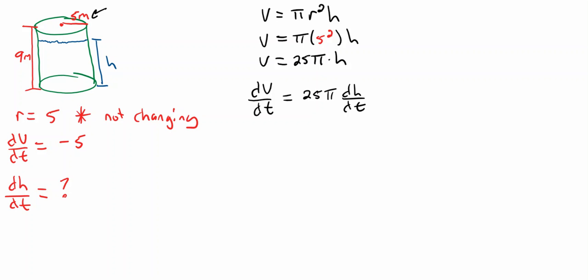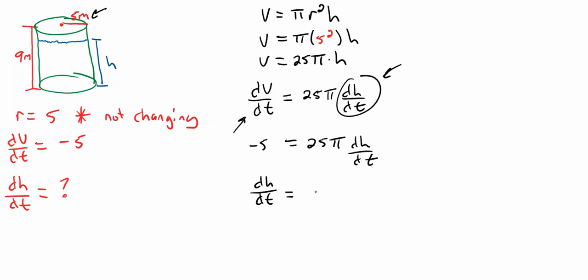So we're looking for this, right? We're looking for how fast the height is changing. And we have the rate of change for the volume, right? So let's just plug it in now. So this is just negative 5 is equal to 25 pi times dh/dt. So dh/dt is just equal to negative 1 over 5 pi meters per minute.